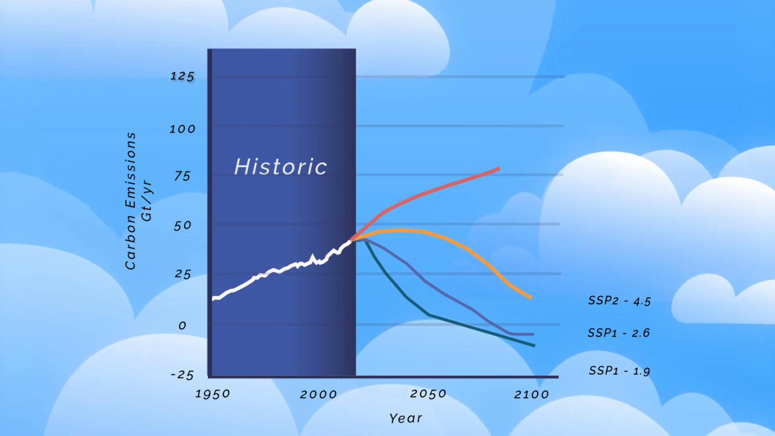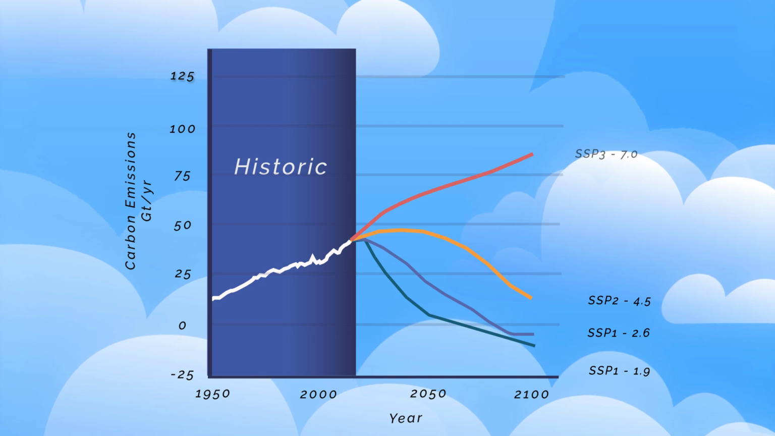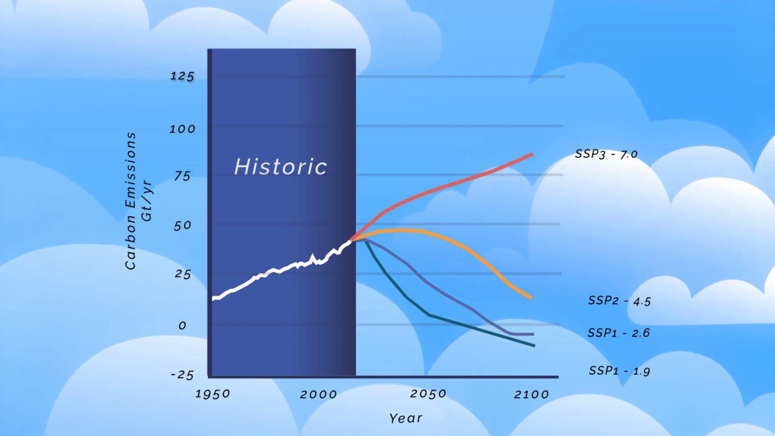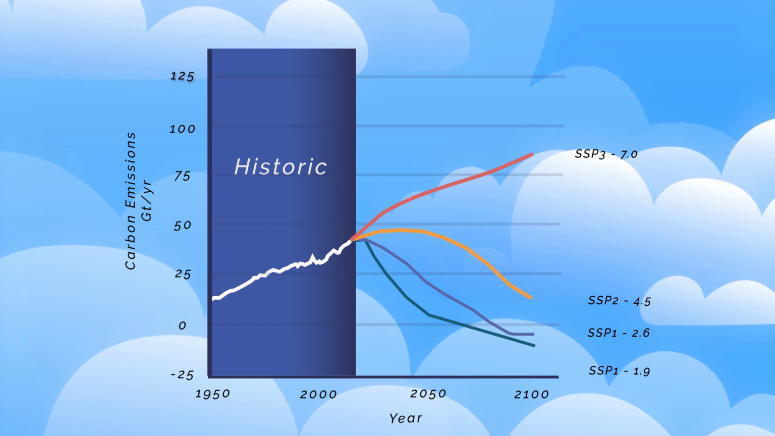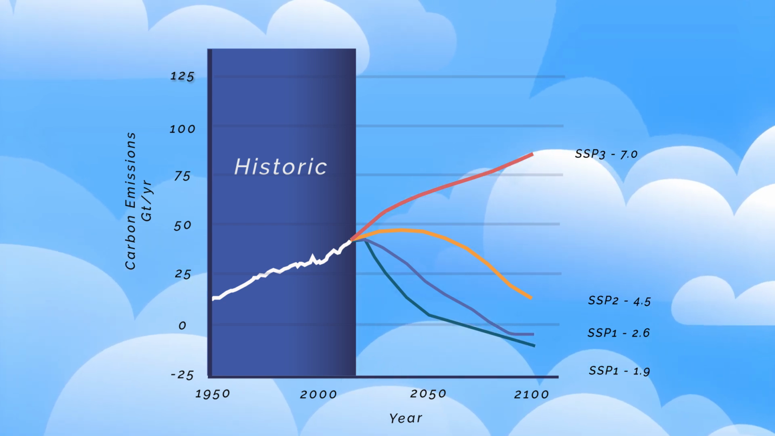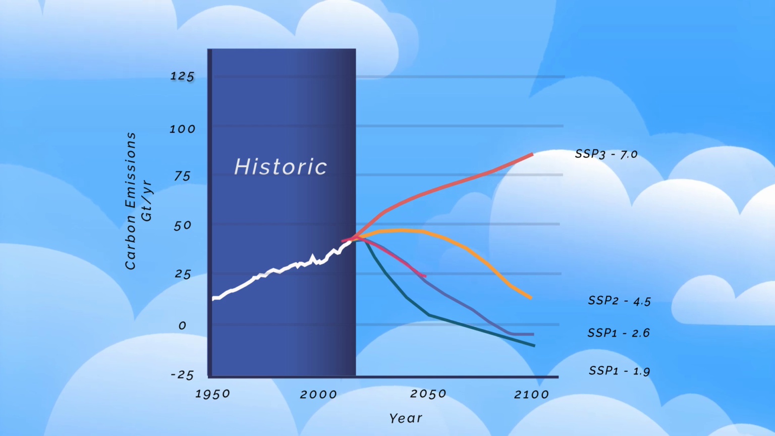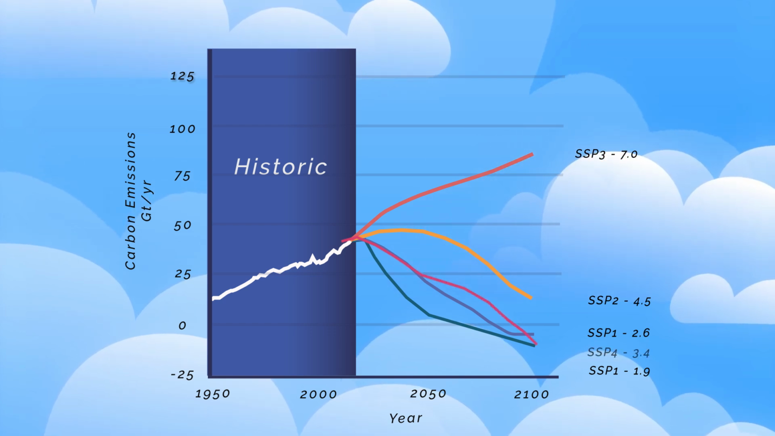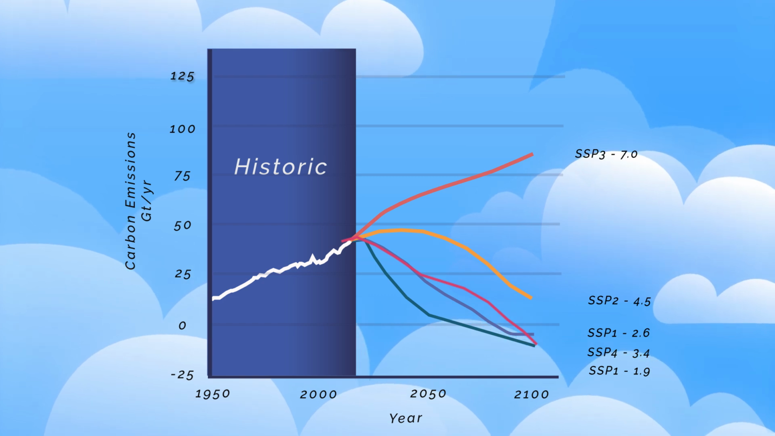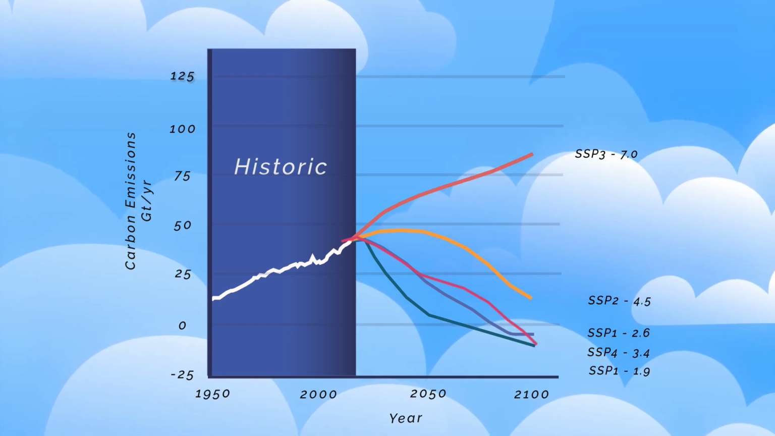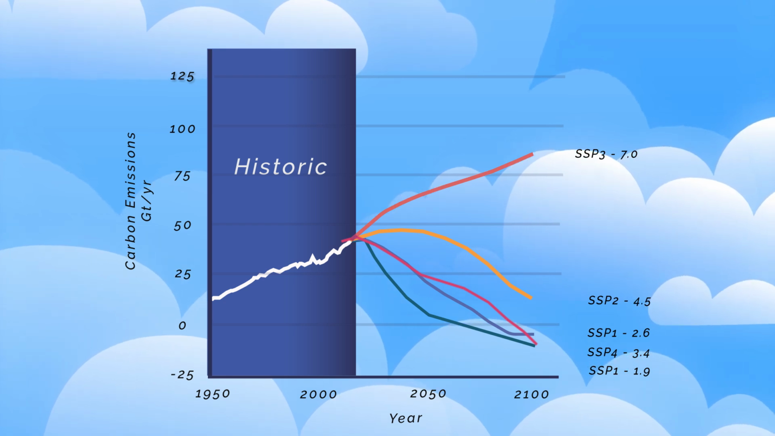SSP3, Regional Rivalry. This projection is based on RCP 7.0. This is a reasonably aggressive storyline that is becoming more commonly used in climate risk work. SSP4, Inequality. This projection is based on RCP 3.4. Once again, we return to a very optimistic projection that tracks along with the two SSP1 projections.